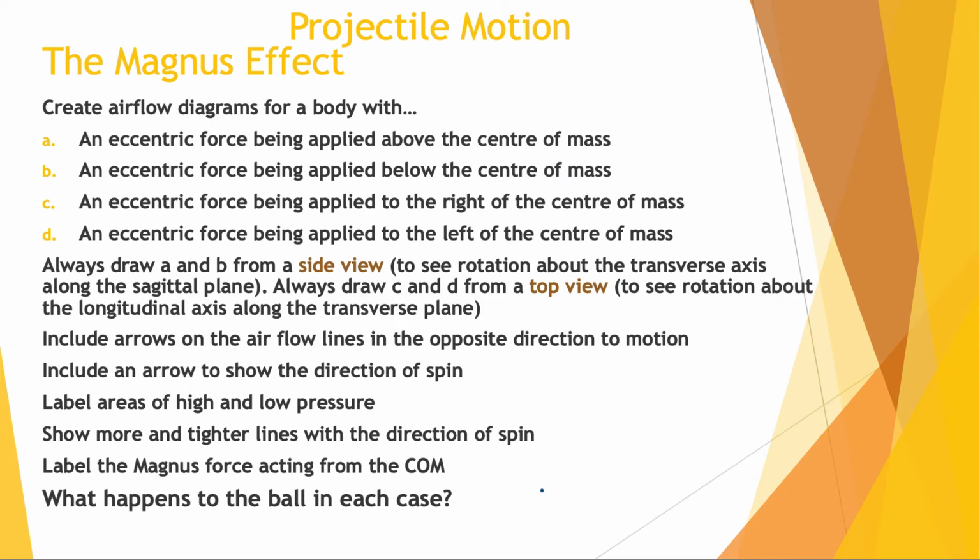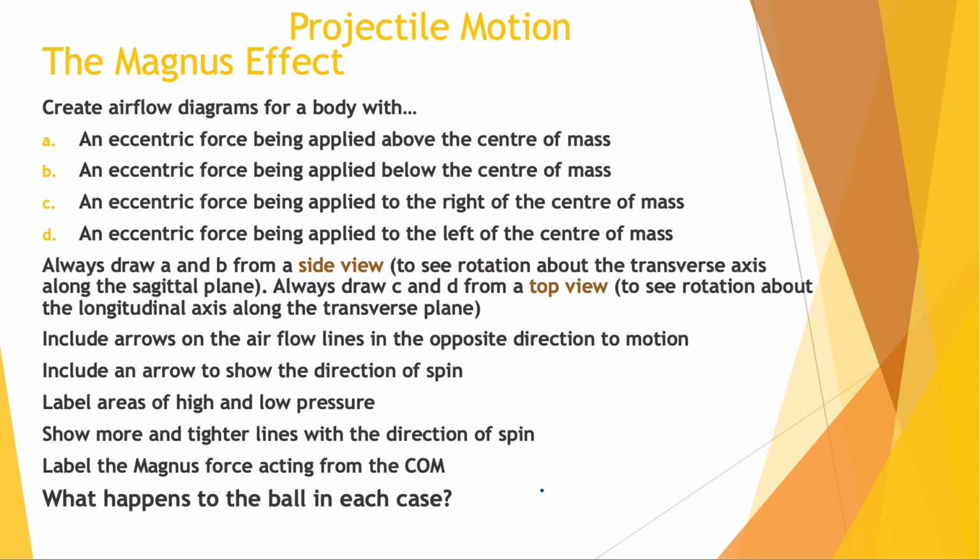So if you pause the video now, it's not long to go, but if you just pause the video, and for yourself create airflow diagrams for a body with an eccentric force being applied above the centre of mass, below the centre of mass, to the right of the centre of mass, and to the left of the centre of mass. Make sure you draw A and B with a side view and C and D with a top view, and think about the direction of motion of the object there. So always include arrows on the airflow lines and the direction of motion and make sure they're opposing.